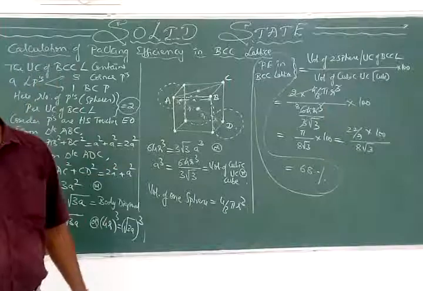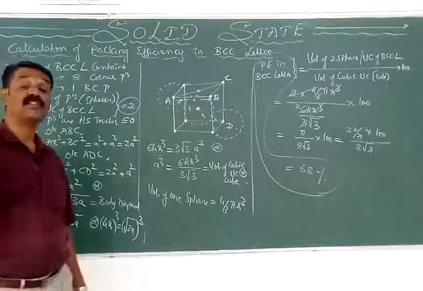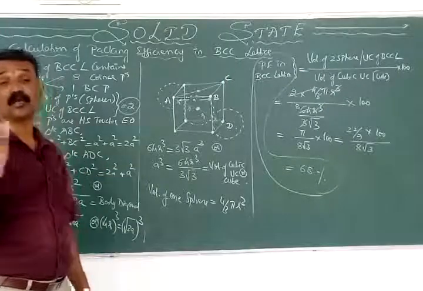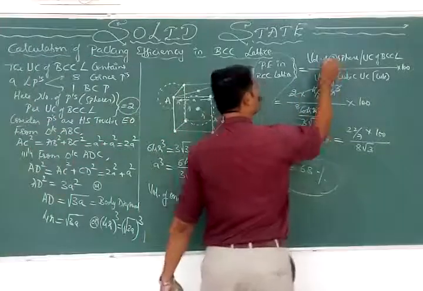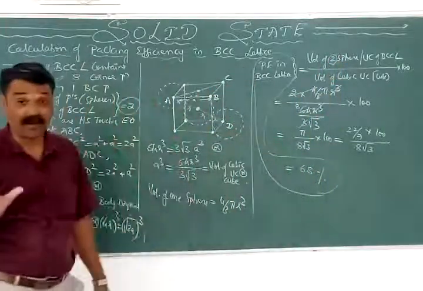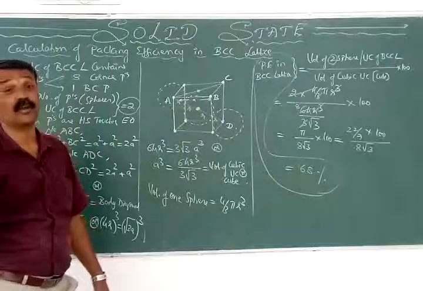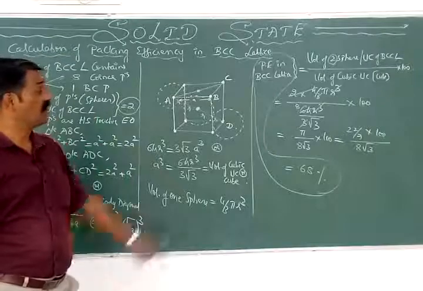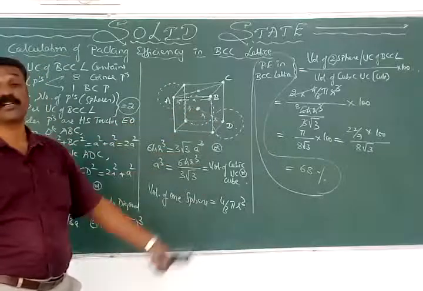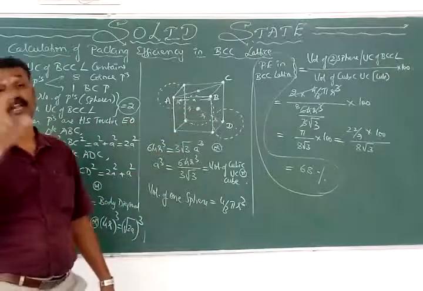Then apply the definition. Packing efficiency with respect to the BCC lattice is equal to the volume of the two spheres per unit cell, divided by the volume of the cube, or the cubic unit cell, into, if I need the percentage, multiplied by 100. The substitution and then the simplification gives the final value of 68%.